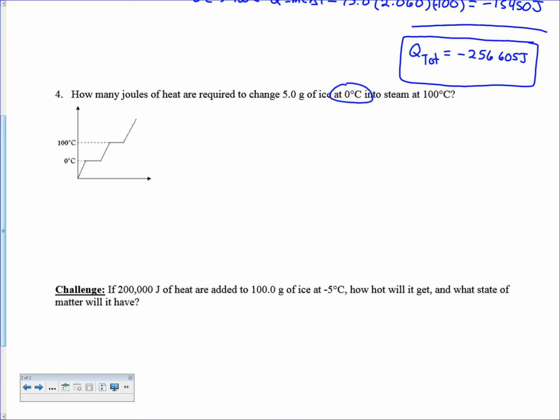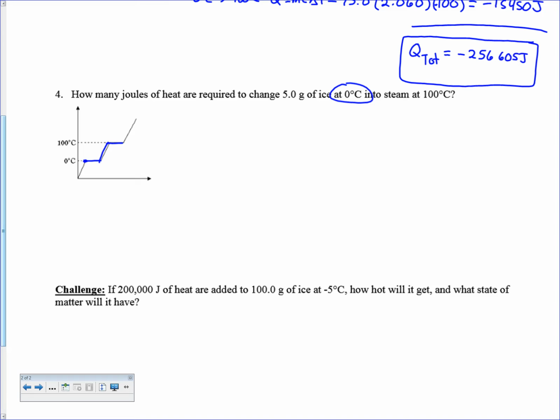So what we've got here, we're going to start with ice at 0 degrees Celsius. So it's on this side of 0 degrees Celsius because it's on the solid side. And then what we're going to do is melt it, and then we're going to heat it up to 100 degrees, and then we're going to boil it. And that's actually where we're stopping. We're stopping at steam at 100 degrees Celsius. So we're not heating up that steam at all. So this ends up being a 3-step problem.